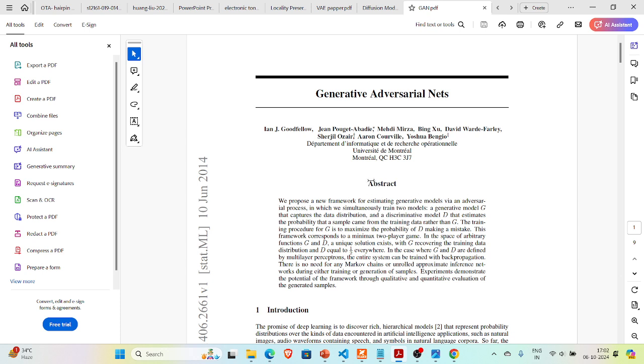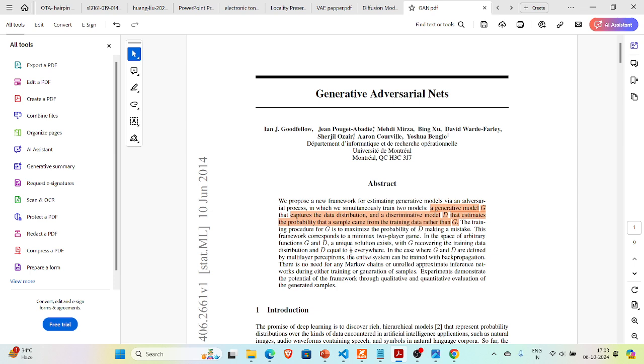So this is our problem framework. We're going to understand from the abstract here. So here we train two models: a generative model G that captures the data distribution, and another discriminative model D that estimates the probability that a sample came from the training data rather than G. Very important concept to understand here.